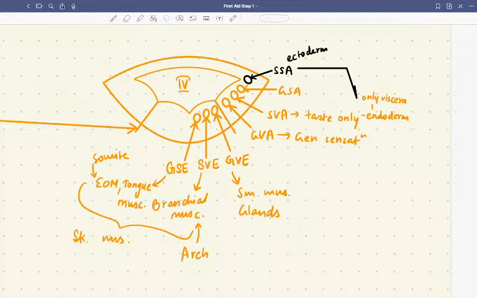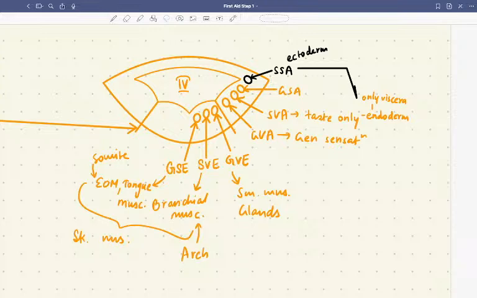General, that is this thing. General this is, and SSA. Okay, next is GVE. GVE is going to be glands. Okay, general visceral efferents. So glands, secretion, everything this is going to do. And SVE is going to be branchial muscles and all the arches.